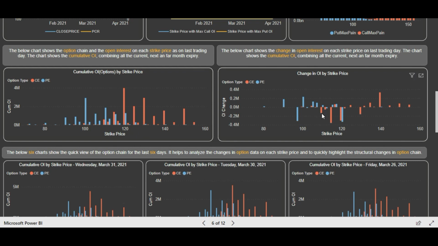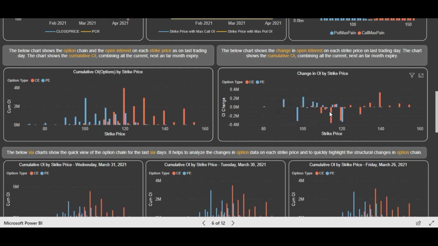If you see what happened on the last trading day, both call unwinding and put unwinding happened at the 120 strike price. Call unwinding happened, which is a good signal, but put unwinding has also happened, and majorly there has been put writing. Call unwinding has happened at the 115 strike price also. This is a good signal, and put writing has been done slightly.